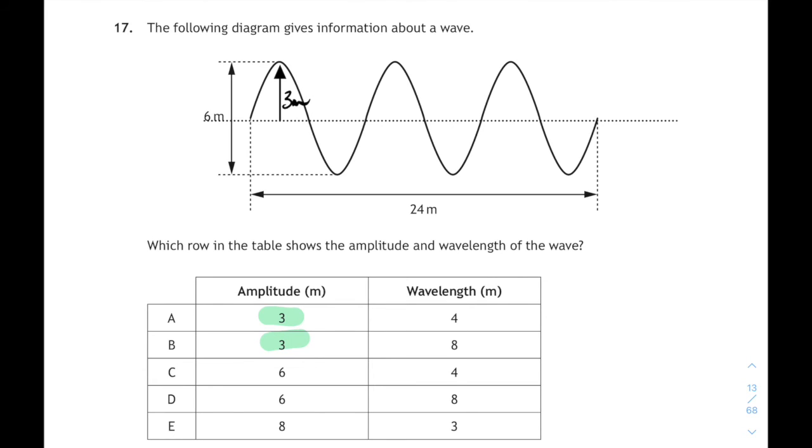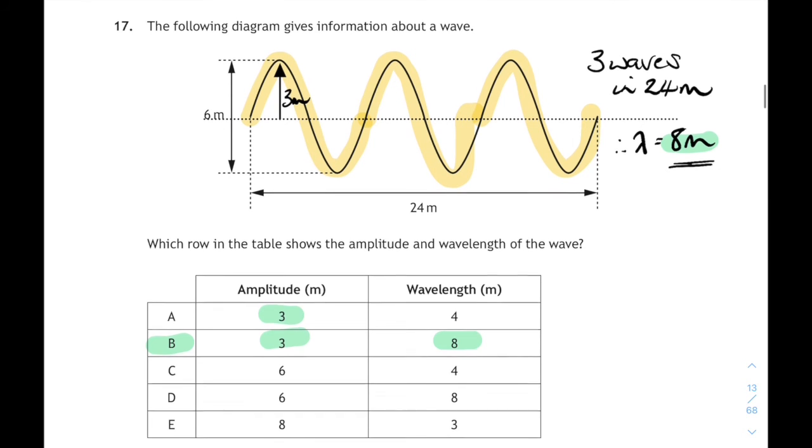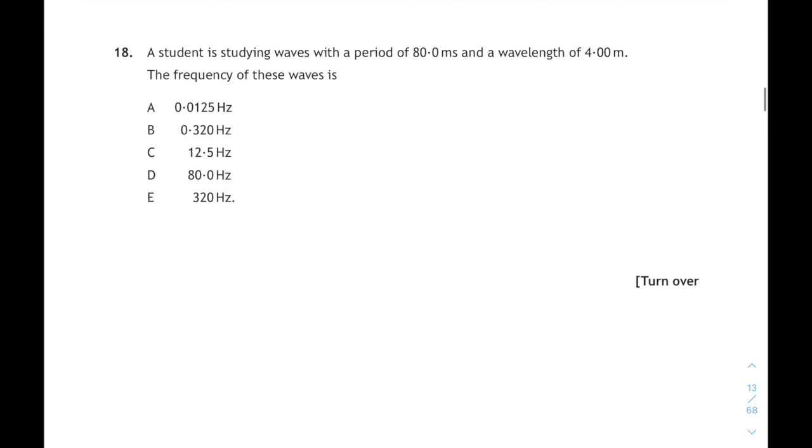What about the wavelength of the wave? Well, we've got 1, 2, we've got 3 complete wavelengths there in a distance of 24 meters. So 3 waves in 24 meters means that one wavelength must be 24 divided by 3, which is 8 meters. So if a wavelength is 8 meters and we know the amplitude was 3 meters, then our answer must be B, 17B.